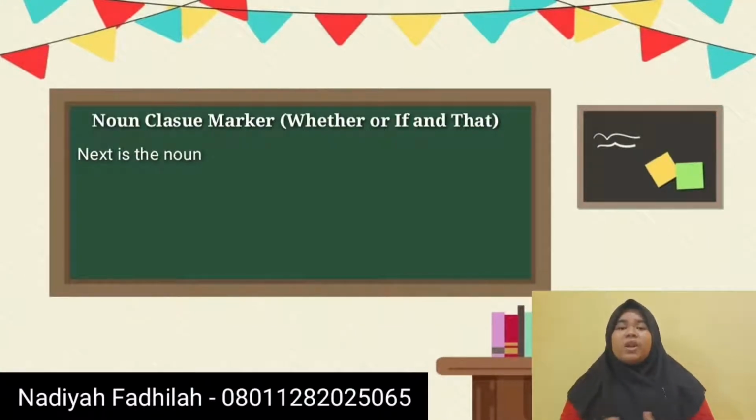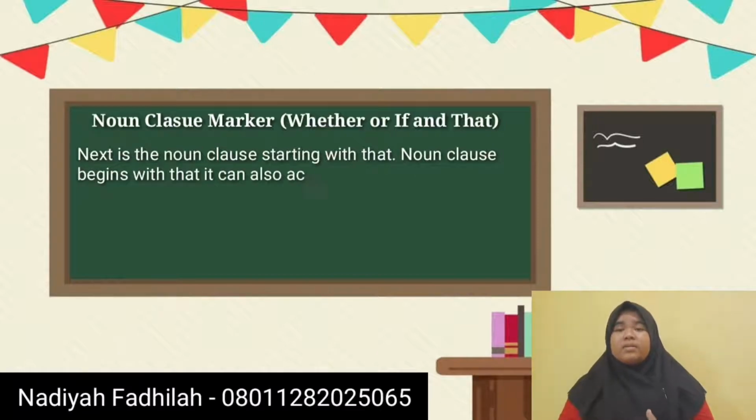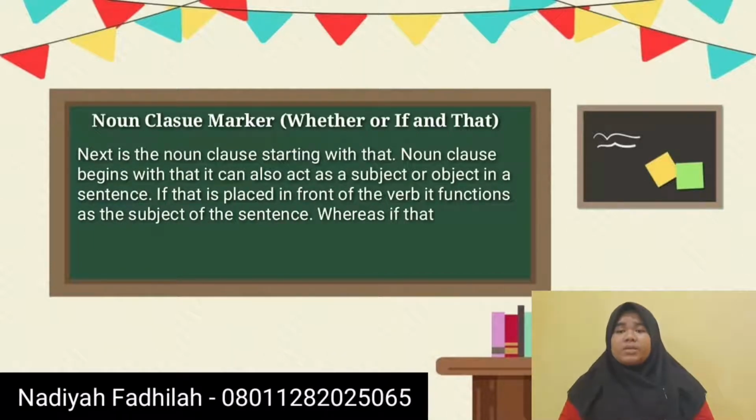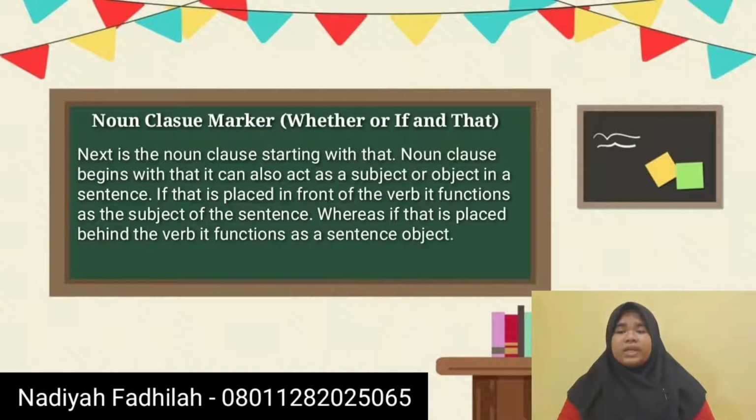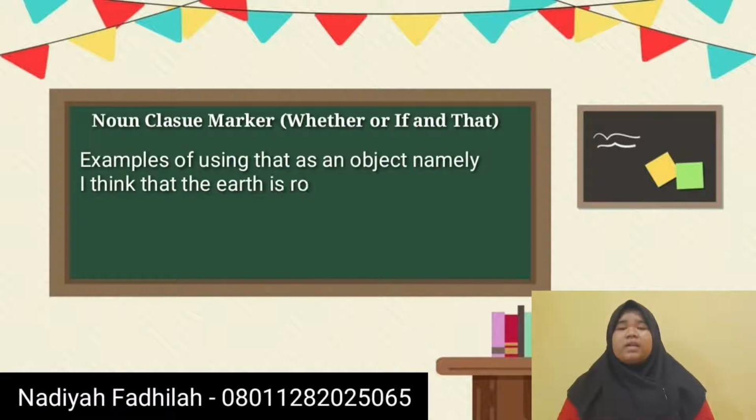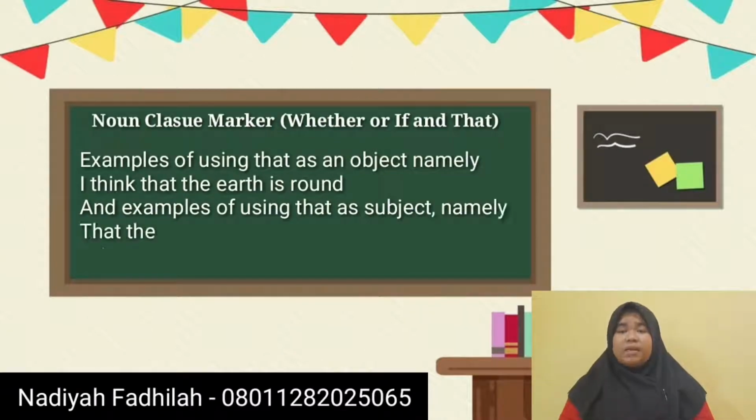Next is the noun clause starting with that. A noun clause beginning with that can also act as a subject or object in a sentence. If that is placed in front of the verb, it functions as the subject of the sentence. Whereas, if that is placed behind the verb, it functions as a sentence object. Example of using that as an object, namely, I think that the earth is round. And example of using that as subject, namely, that the earth is round is a fact.